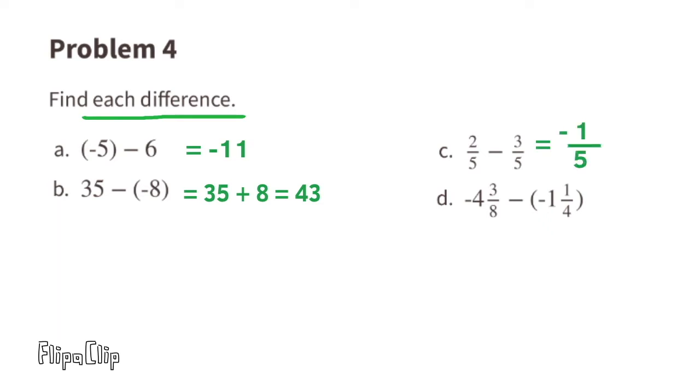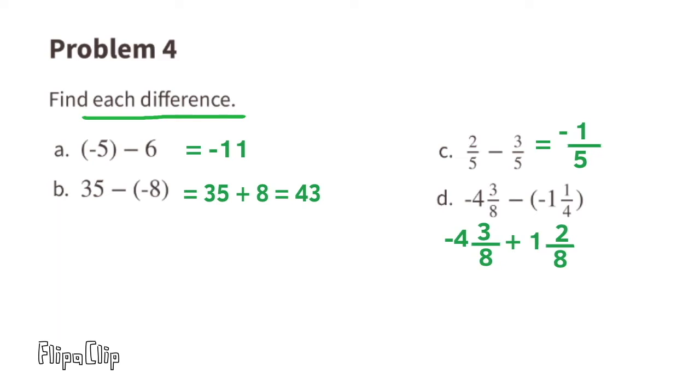C. 2/5 minus 3/5. That equals negative 1/5, because 2 minus 3 is negative 1. D. Negative 4 and 3/8 minus negative 1 and 1/4. That's the same as negative 4 and 3/8 and the opposite of negative 1 and 1/4. Since the opposite of negative 1 and 1/4 is positive 1 and 1/4, we can add these two mixed numbers.